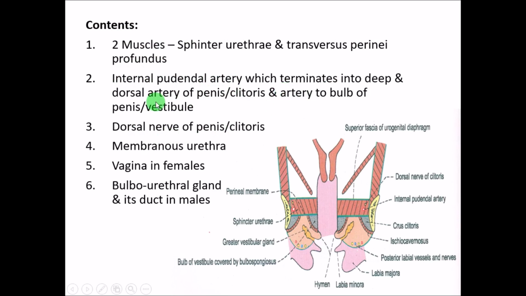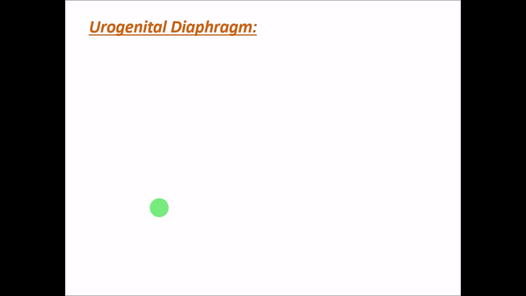Then the artery of the bulb of the penis is also there. There are two arteries, internal pudendal artery as well as the artery of bulb. Then there is the dorsal nerve. Then we have the membranous urethra in both male and female, and vagina an additional opening in case of female. Then in case of male there are bulbourethral glands and ducts. So these are the contents of the deep perineal pouch.